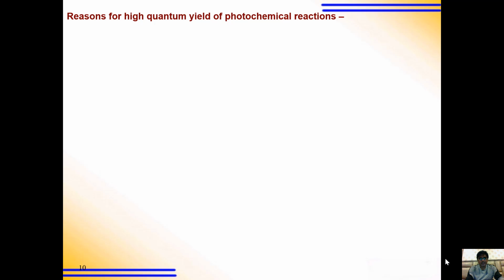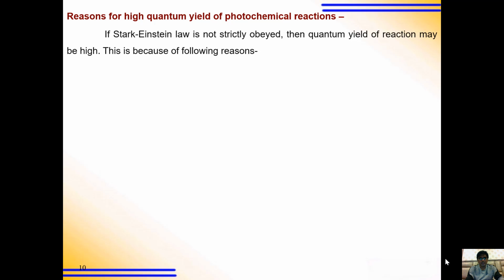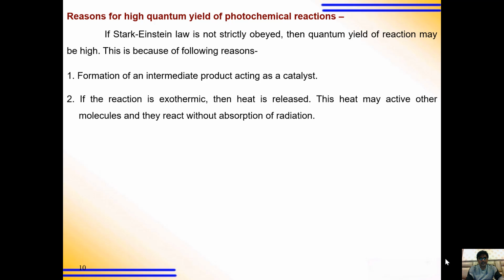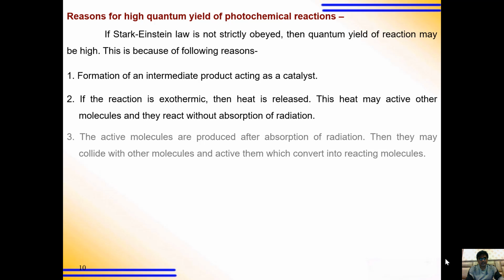Reasons for high quantum yield of photochemical reactions. Here the Stark-Einstein law is not strictly obeyed, hence the quantum yield of reactions may be high, for some reasons. First, formation of an intermediate product acting as a catalyst. Second, if a reaction is exothermic, then heat is released. This heat may activate other molecules and they react without absorption of radiation.